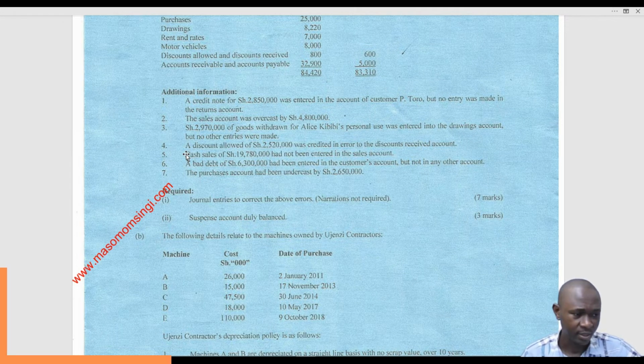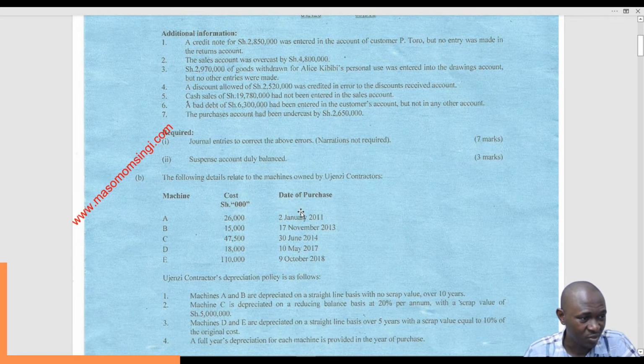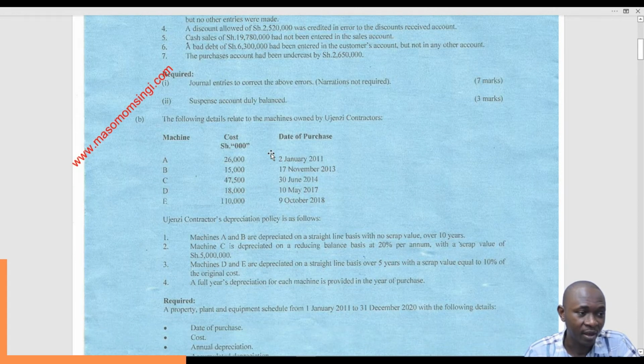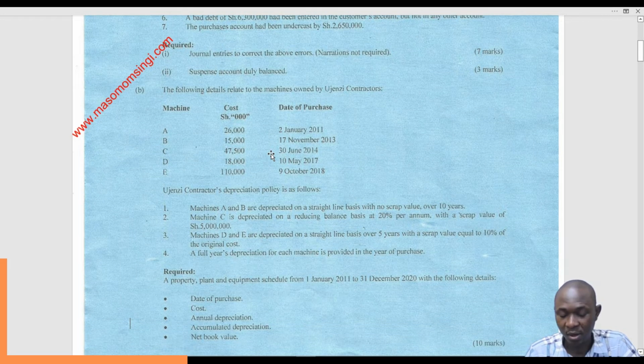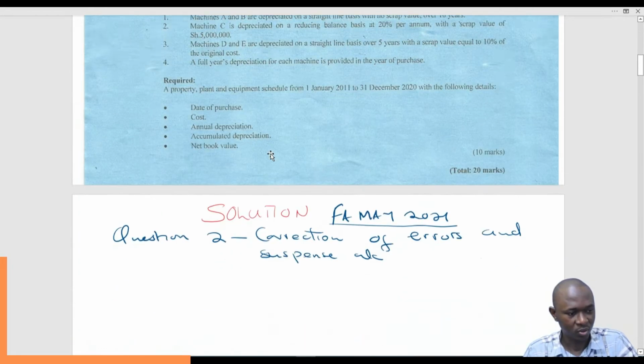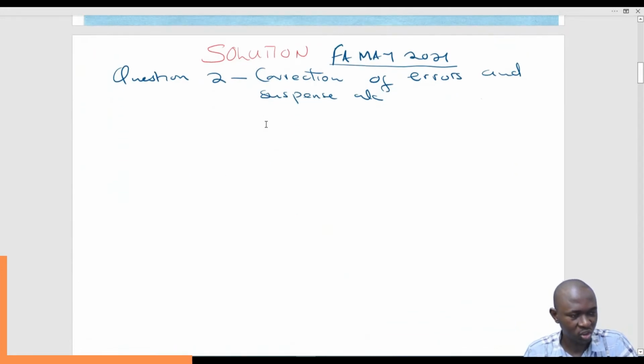So what are we required? Journal entries to correct the above errors. Narrations are not required here, so we'll not go through the narrations. And then suspense account duly balanced. So what the question requires of us, number one, is to correct these errors. And so we'll open up journals, because journals are the ones that are used to correct errors. After correcting those errors, we'll now come up with a suspense account. Okay, so let's come back here to our worksheet.